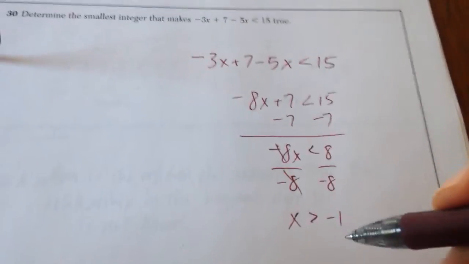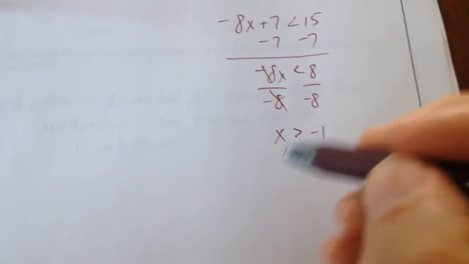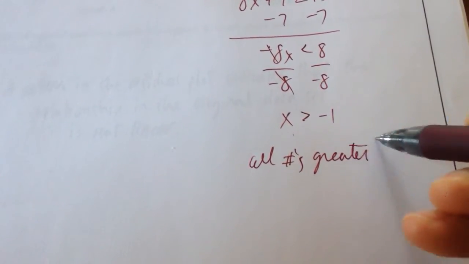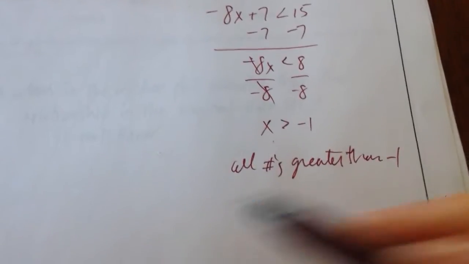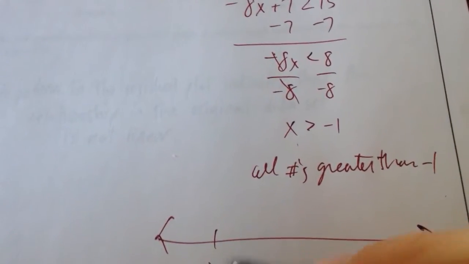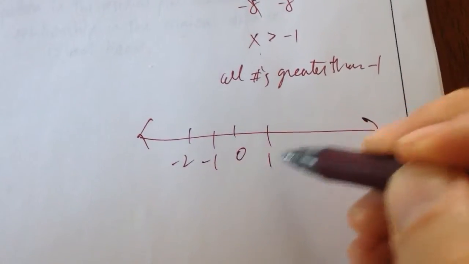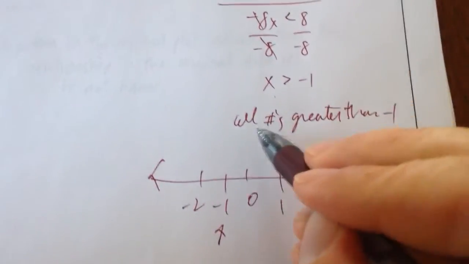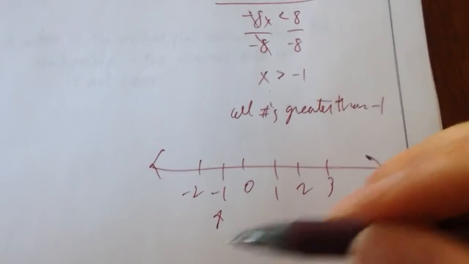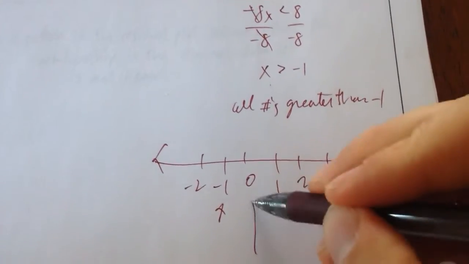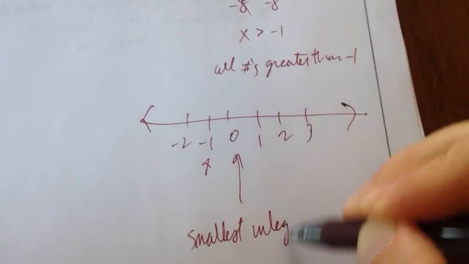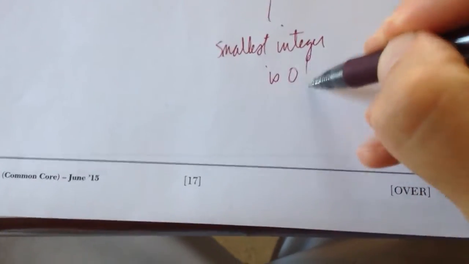Now, this is not your answer per se, because you have to determine the smallest integer. So think about what this means. They're saying they want all numbers greater than negative 1. Okay, think about a number line. You have negative 2, negative 1, 0, 1, 2, 3. Okay, so right now we're on negative 1. We want all numbers that are greater than negative 1. What's the first integer greater than negative 1? It's 0. The smallest integer that works is 0.